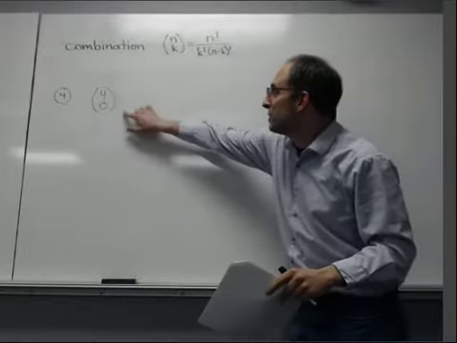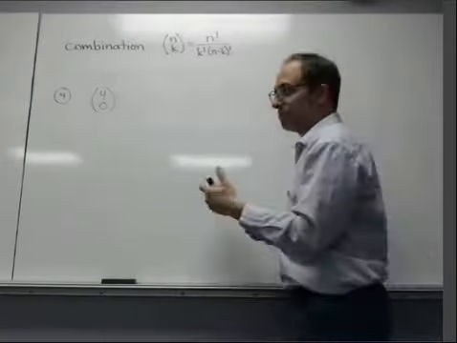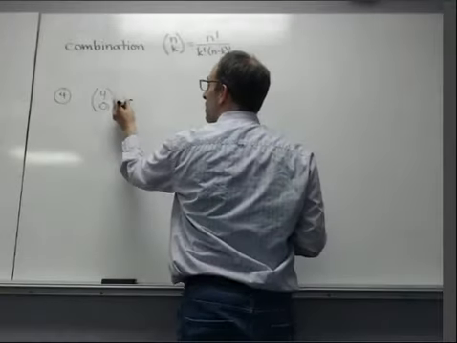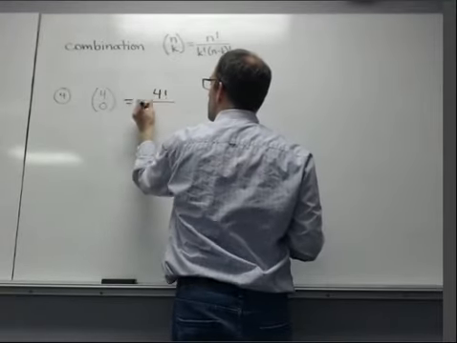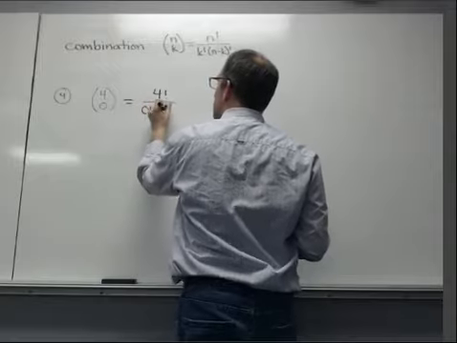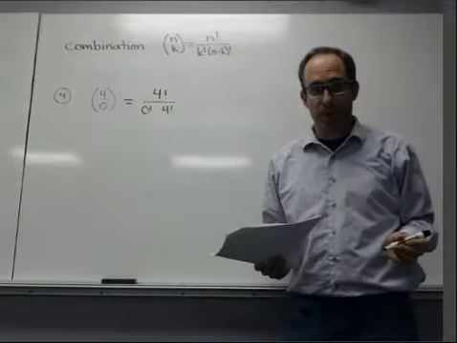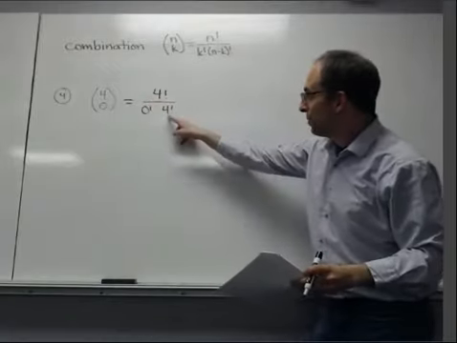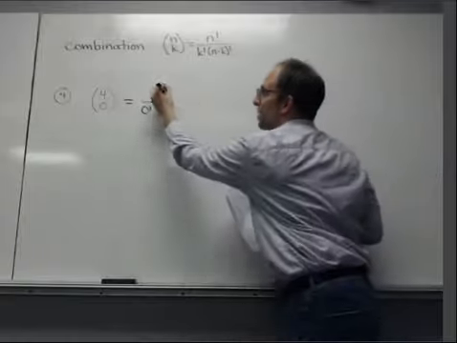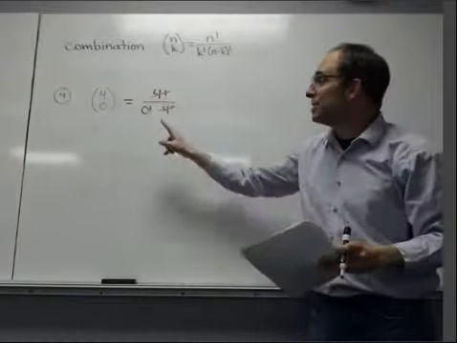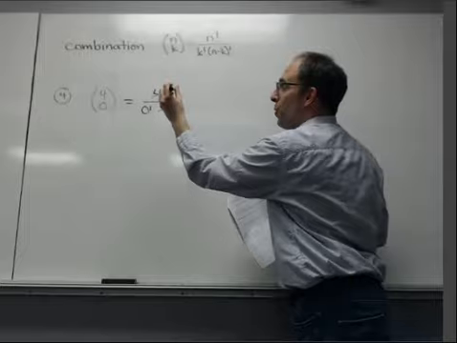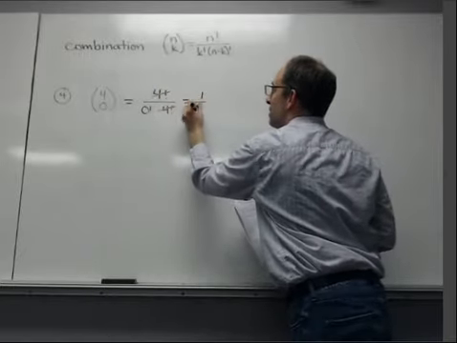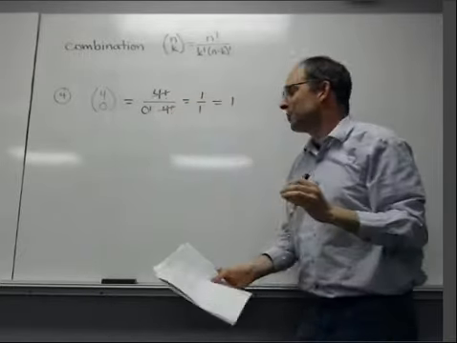But if you expand this, just like we expanded everything else using that formula up there, you'd have 4 factorial over 0 factorial times 4 factorial, like so. And then you'd say, oh, look, there's a 4 factorial and there's another one. Cancel them. And 0 factorial by definition is 1. So really what you've got going on here is 1 divided by 1, which is 1.